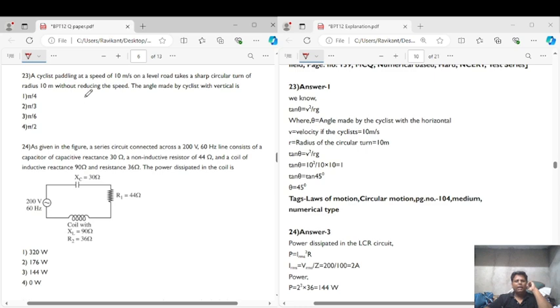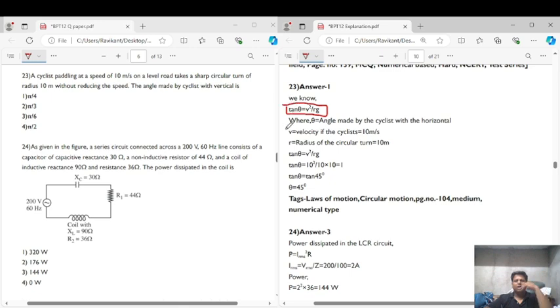A cyclist pedalling at a speed of 10 meters per second on a level road takes a sharp circular turn of radius 10 meters without reducing the speed. The angle made by the cyclist with the vertical is... See, this is related to circular motion, and when there is a turn without reducing the speed, we use the formula used in the banking of roads, that is tan theta equals v square upon rg.